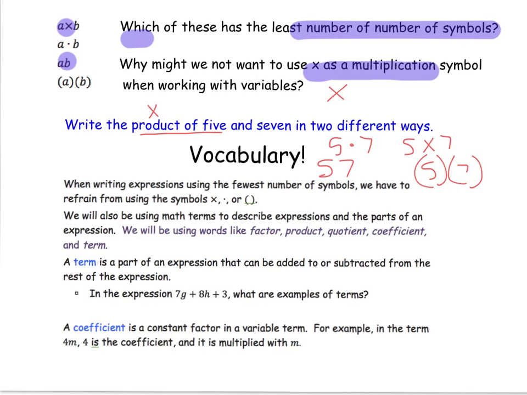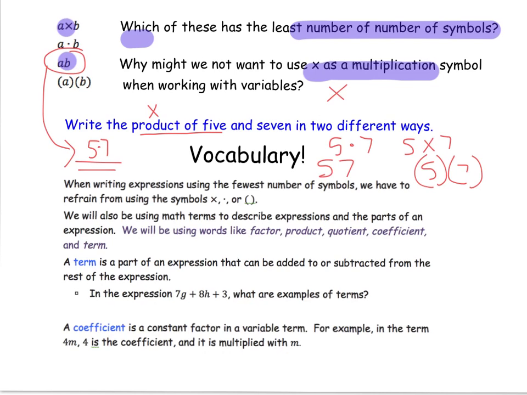That does not mean 5 times 7. That means 57. And I point that out because with this one, if we were plugging in a 5 for A and a 7 for B, we would not put them right next to each other like that, because that does not mean multiplication anymore. We would have to put in a symbol to mean 5 times 7. So be careful when you're evaluating.